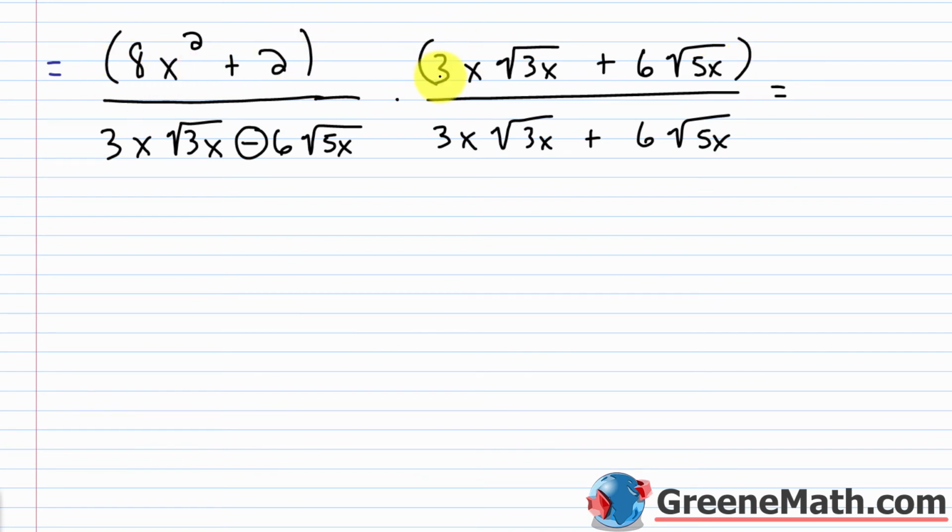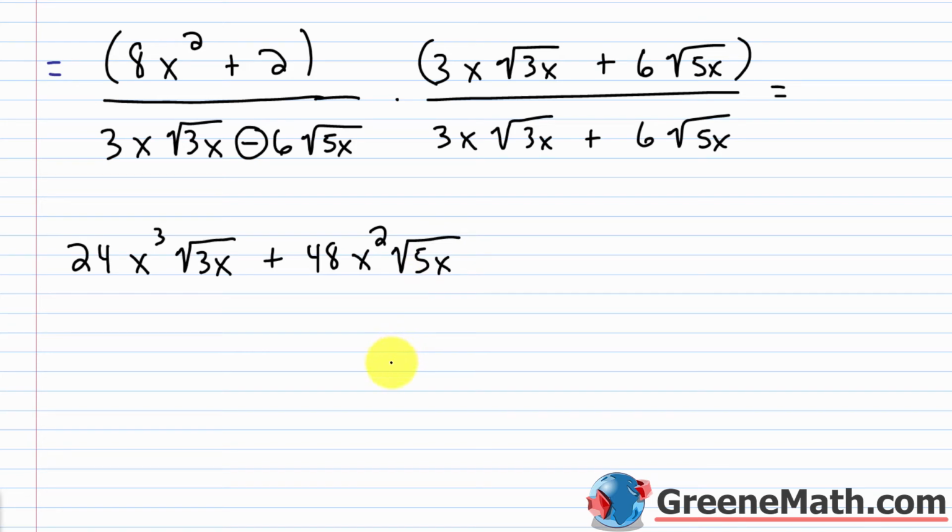So 8x squared times 3x times the square root of 3x. You would do 8 times 3, that's 24. You would do x squared times x, that's x cubed, and then times the square root of 3x. For the outer, you would have 8x squared times 6 times the square root of 5x. 8 times 6 is 48, so plus 48. And then you'd have x squared, and then times the square root of 5x.